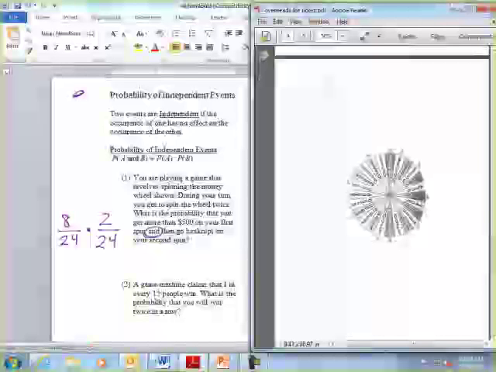So we multiply these together. You can reduce before or after you multiply. I like to reduce before because it makes the numbers smaller to work with. We end up at 1 out of 36 chance that would happen. Questions?